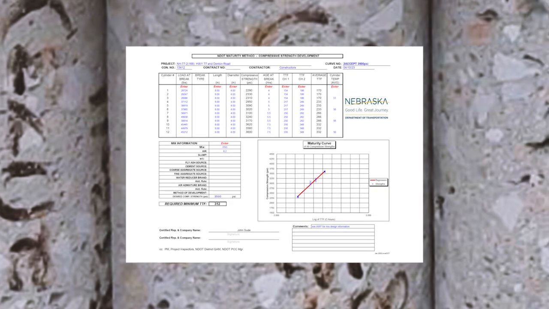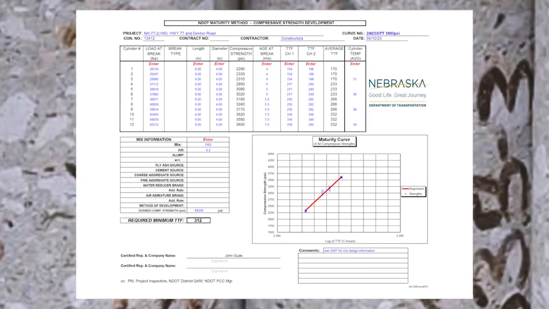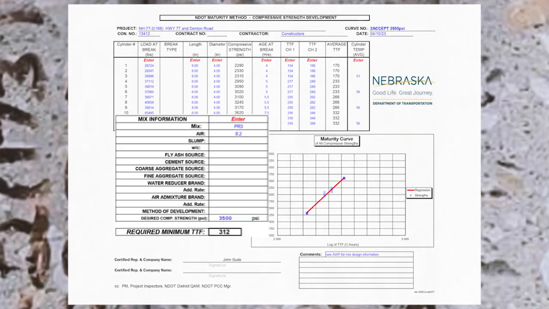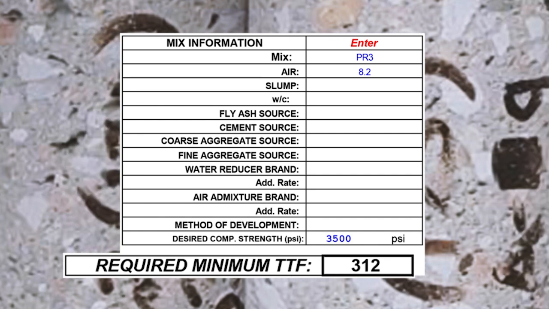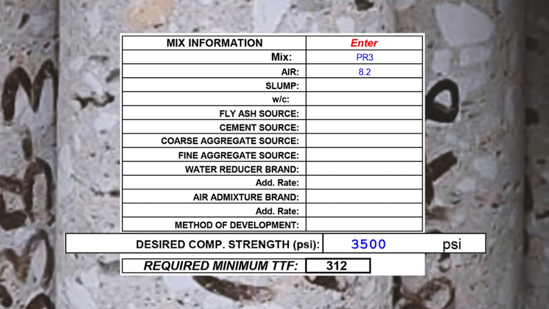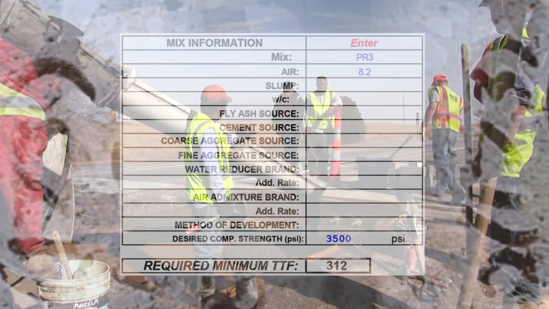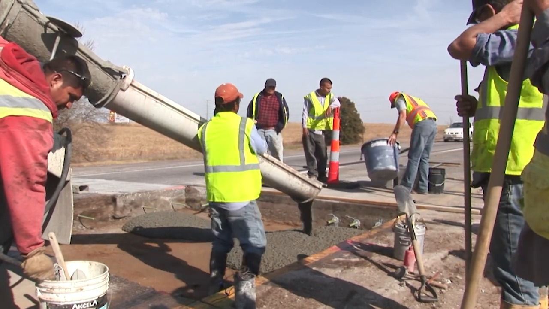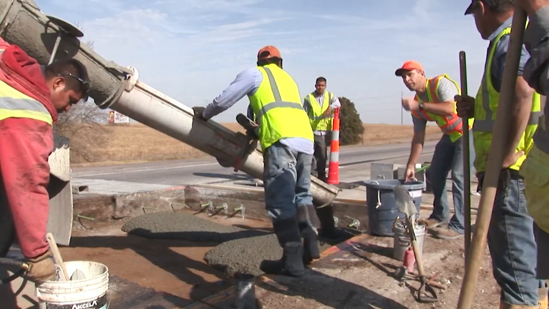The inspectors will use the minimum target time temperature factor developed by the maturity curve for structure form removal, opening, and acceptance design compressive strength. The target time temperature factor value represents an estimated acceptance concrete strength of 3,500 psi for the concrete mix design shown. This will be of significant use to the project field inspector during the monitoring of daily concrete placement.